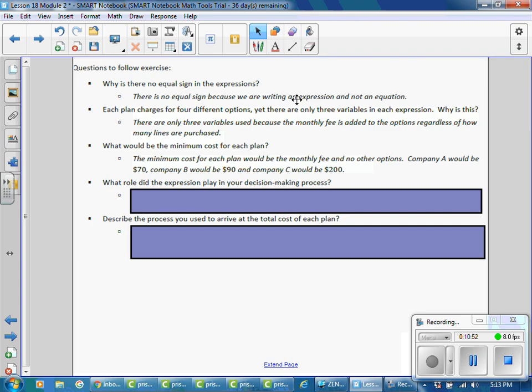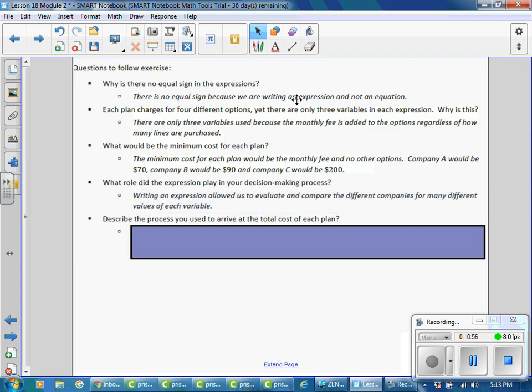What role did the expression play in your decision-making process? Writing an expression allowed us to evaluate and compare the different companies for many different values of each variable.